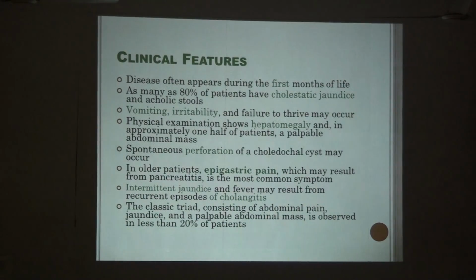Clinical features. Disease often appears during the first months of life. Usually vomiting, irritability and failure to thrive may occur. Physical examination. On physical examination, you may find a hepatomegaly and a palpable abdominal mass. In older patients, epigastric pain, which may result from pancreatitis, is the most common symptom. Intermittent jaundice and fever may result. The classic triad, consisting of abdominal pain, jaundice, and a palpable abdominal mass, is observed in less than 20% of the patients.